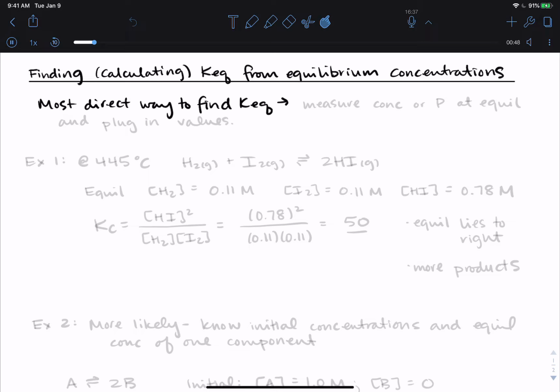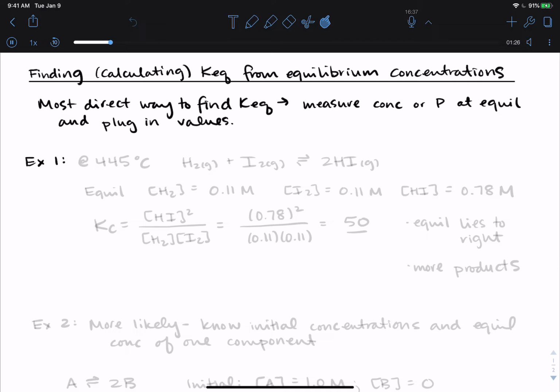What this would look like experimentally is that you would set up an experiment, you would let it go to equilibrium, you would measure the concentration or pressure at equilibrium, and then plug the values into the equilibrium constant expression. Obviously we're not going to set up these experiments, so what this would look like for you in a problem is that you would be given something. I have two examples for you.